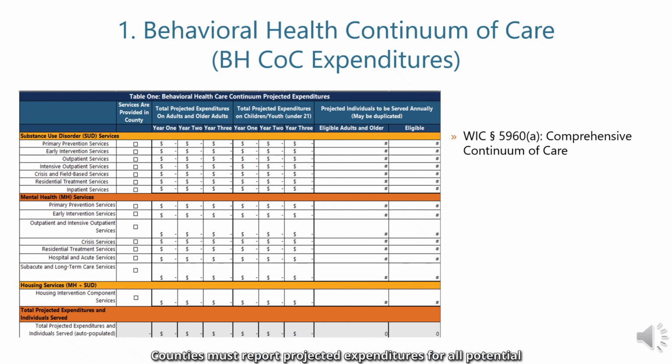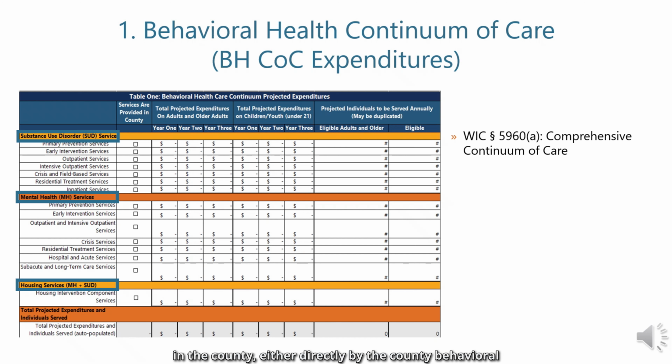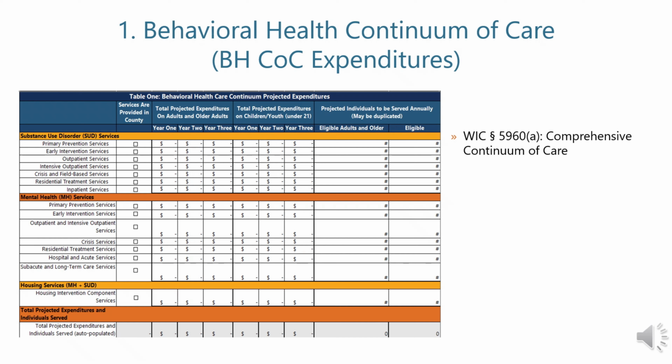Please note, counties must report projected expenditures for all potential behavioral health funding source categories, including those not limited to BHSA, across the 3 fiscal years. These service categories, whether related to substance use disorder, mental health, or housing, should include programs that are provided in the county either directly by the county behavioral health department or through a county contracted provider.